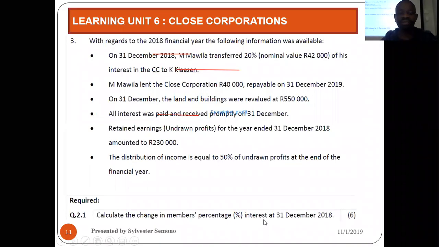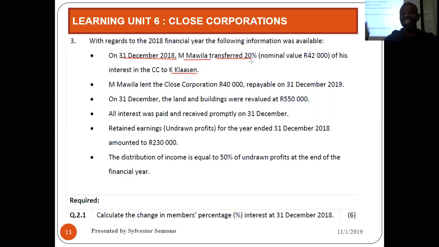Let's switch over and check information. Yes, they gave us some information here. We need to make sure that we get through this. They say, this is important now, 2018. So we need to note the year. We need to know that 2018 is what they're talking about. They say on the 31st of December 2018, Mawila, meaning one of the members, transferred how much? 20% at a value of 42,000 to Klassen.